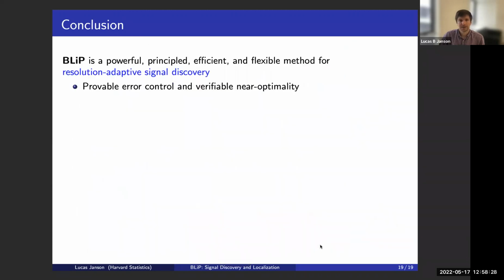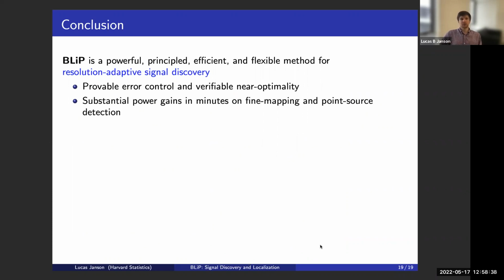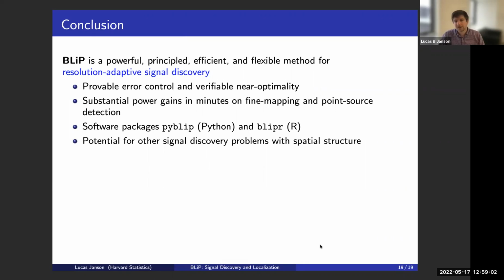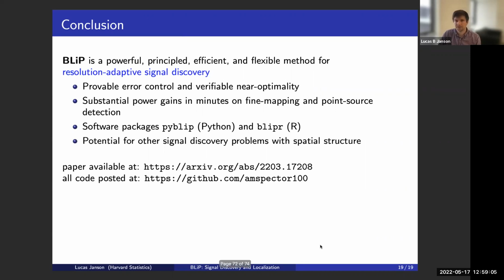All right, and that's about it. So it's a new method for this problem we call resolution adaptive signal discovery, which we think is relevant to astro folks like yourselves. And we get nice error control. We can verify that we're nearly optimally solving the problem, and we get substantial power gains very quickly. Asher wrote some great packages in both Python and R that are super fast to implement this stuff, and hopefully easy to use. If you want to use it and you have trouble, or even if not, definitely let us know. And we think there's potential for other stuff, and we'd love to hear people's thoughts.